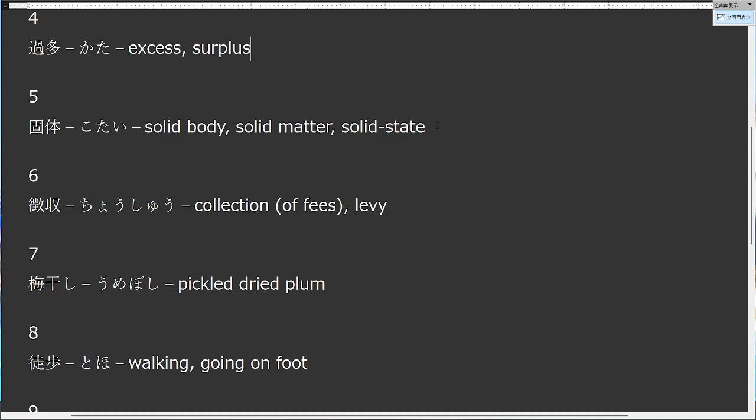Kata is excess or surplus. Kata desu is an excess, surplus, something. Kata, na adjective. Kata is excess or surplus.